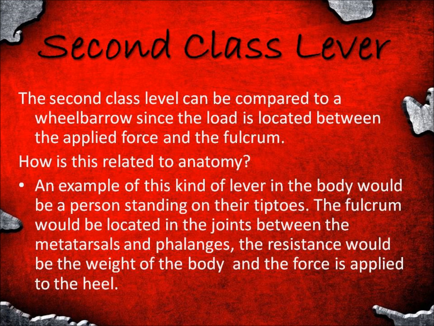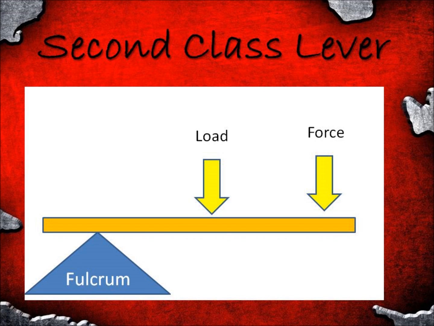The second class lever is compared to a wheelbarrow, since the load is located between the applied force and the fulcrum. This kind of lever can be found in something like a person standing on their tippy toes. The fulcrum would be located in the joints between the metatarsals and phalanges, the resistance would be the weight of the body, and the force applied would be at the heel. Here you can see the example where the fulcrum is all the way to the left, and the load is between the force and the fulcrum.